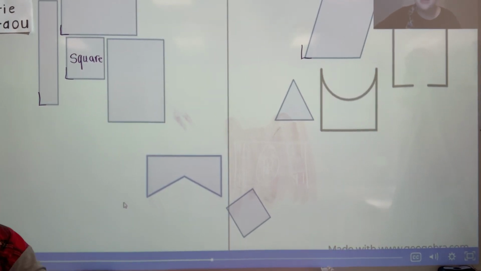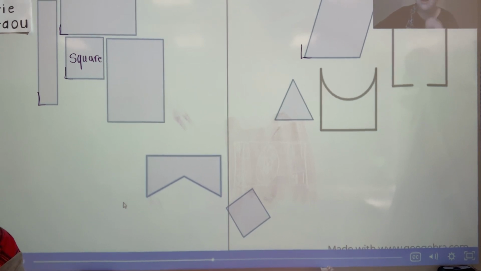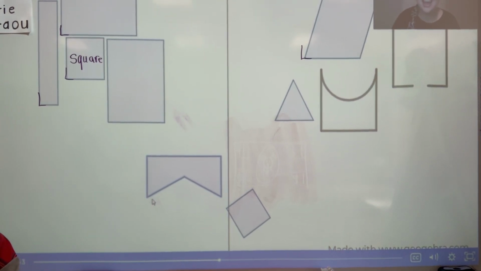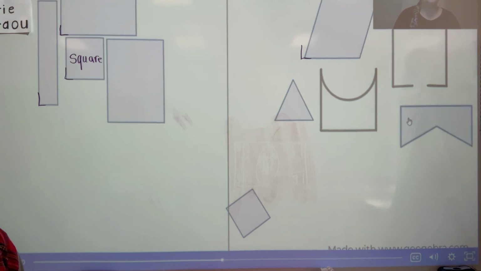I heard a friend say, this shape has more than 4 sides. Let's count them. 1, 2, 3, 4, 5. It has 5 sides, not just 4. So it can't be a rectangle. Let's put it on this side. What do you think about this shape? Is it a rectangle?